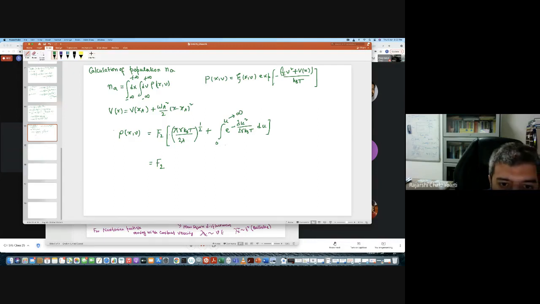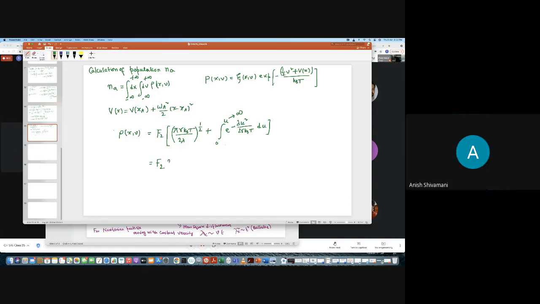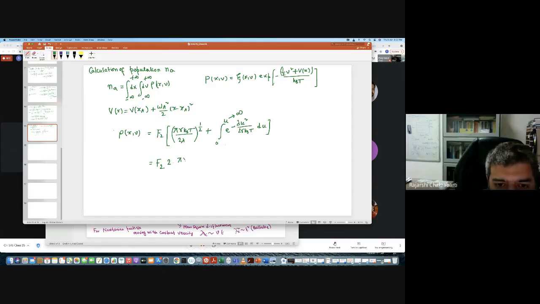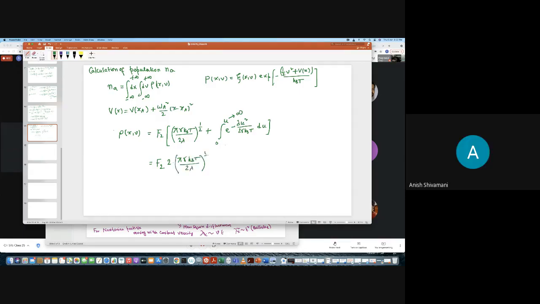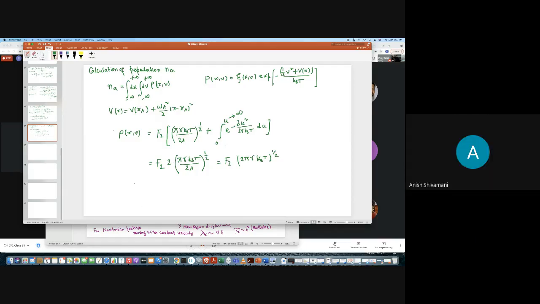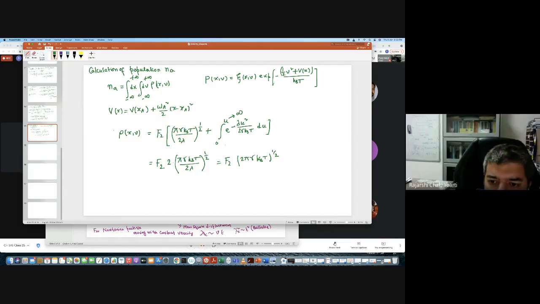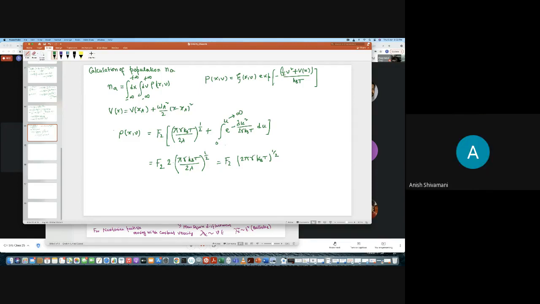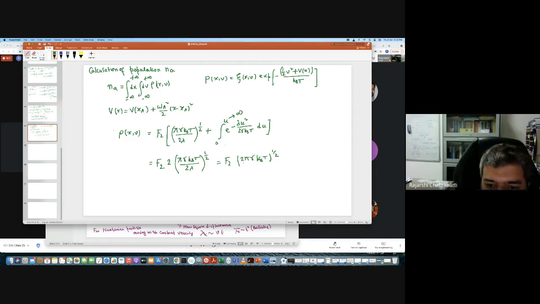Yes, so it is going to be root over 2 gamma times, like that, by lambda. This one, which is twice pi gamma kBT, whole to the power of half. This is your P of x comma v. Your lambda should also be there, divided by lambda, but inside the bracket.